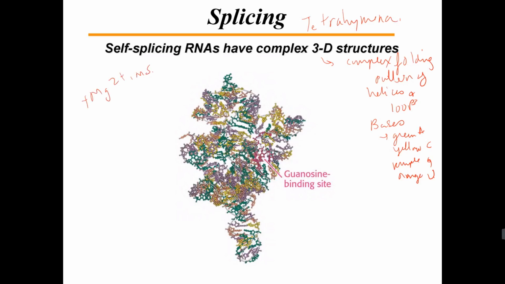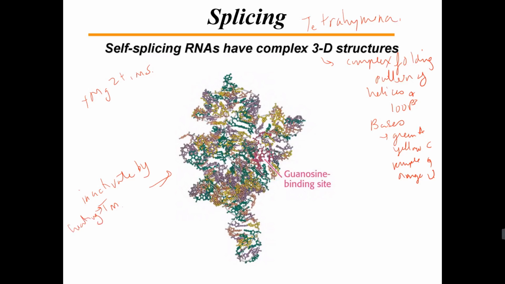Okay, and again, the 3D structure is important for the function. And we know this because if you inactivate it by heating, so you lose the 3D structure, it cannot carry out catalysis. It has a specific Tm. If you denature the structure by heating it, you lose the catalytic activity of the self-splicing intron.